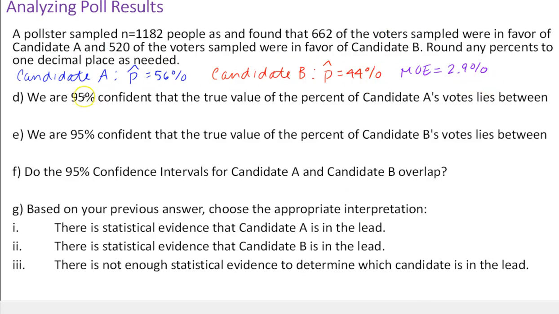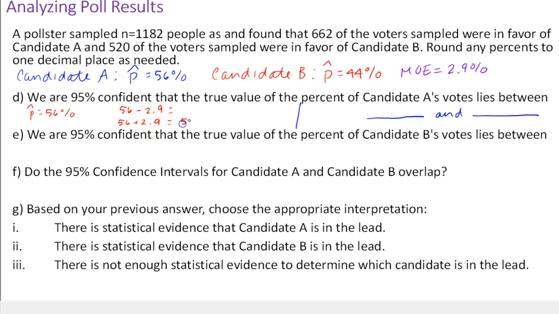Now, using these values, we're going to find some confidence intervals and make some conclusions. We're asked to find the 95% confidence interval for candidate A. I'm going to write some spots. Notice I put all of our values up here. So candidate A's votes lie between blank and blank. Let me use this for computing space. We have 56%. We want to subtract the margin of error, 2.9 for the lower value, and add the margin of error for the upper value.